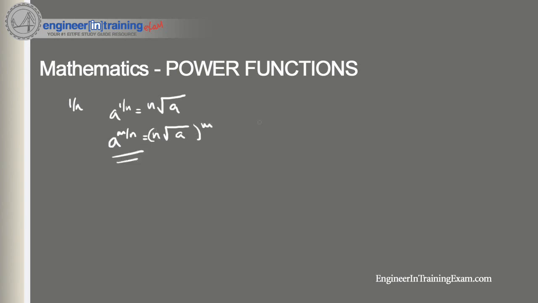So if we're given any function, let's just look at one real quick. Let's say we have 5 raised to the 1/6. Well, that can simply be rewritten as the 6th root of 5 raised to the 1. And once again, that 1 could be 3, it could be 4, 5, whatever number is on top. It doesn't have to be 1, that's just m.